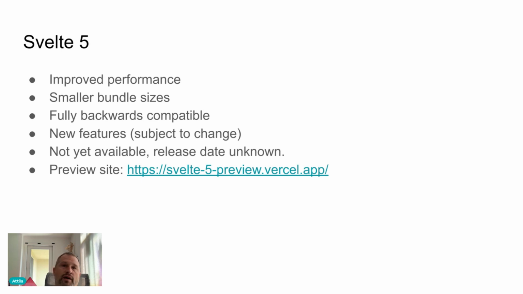Because it is a work in progress, some of these things are subject to change. Not that I expect any radical changes to come, but it is possible. And then just to be clear, Svelte 5 is not out yet. It was just announced September 20th of 2023. So there is no way you can, as of right now, do an npm install or go to a public repo. But what you can do is go to the Svelte 5 preview site. So I have a link here, svelte5-preview.vercel.app.